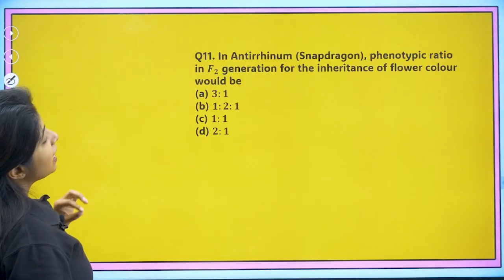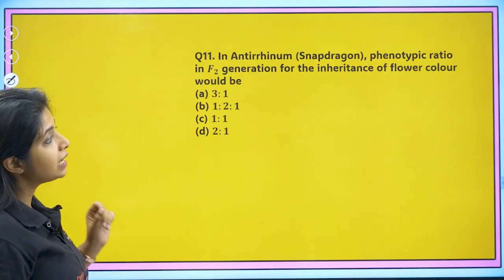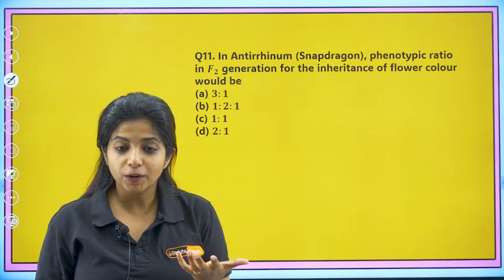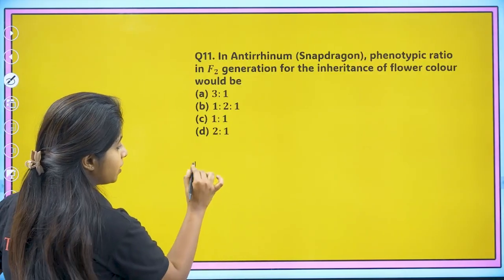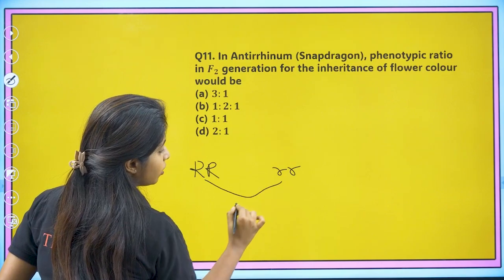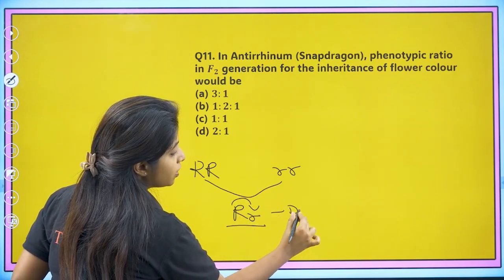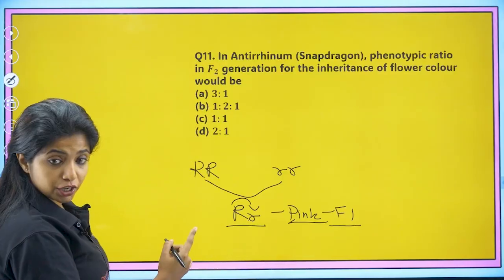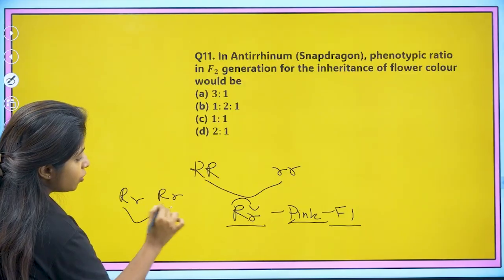Now, going ahead, in Antirrhinum or snapdragon, the phenotypic ratio in the F2 generation for the inheritance of flower color would be. In the F2 generation, what is the phenotypic ratio in snapdragon? If you remember, there was a red flower crossed with white flowers, and all the crosses were capital R, small r, but instead of showing red color, all of them were pink. This is your F1 generation. Now for the F2 generation, what do you do? You do selfing. You take capital R, small r, and you cross them.